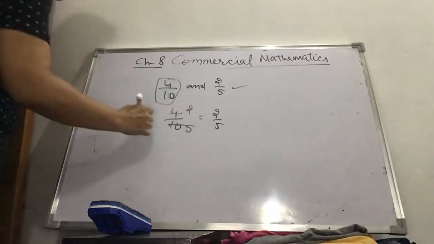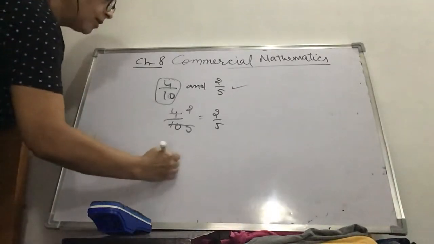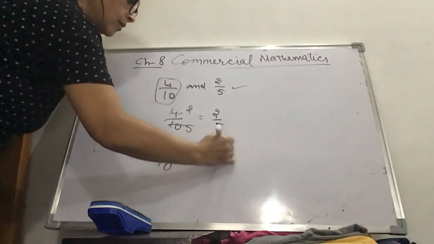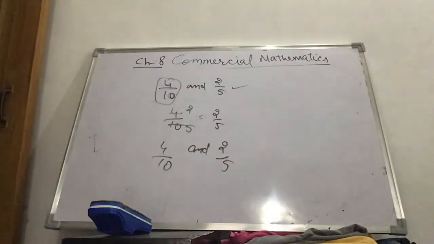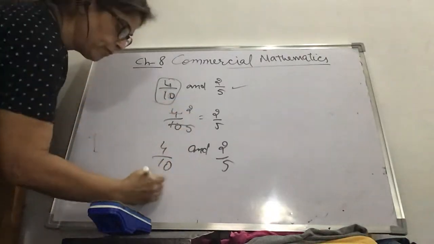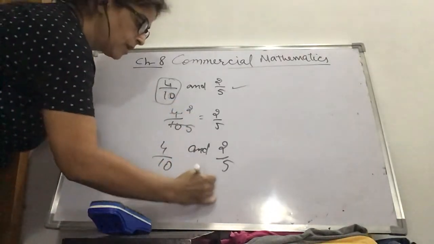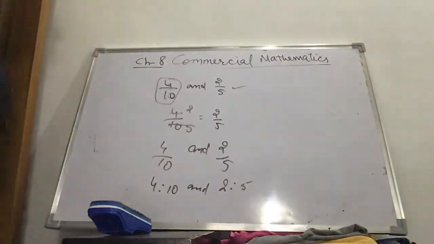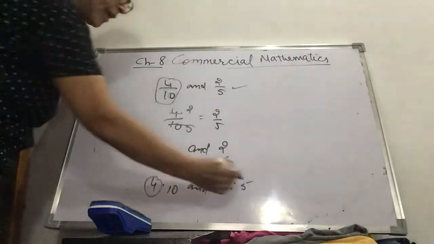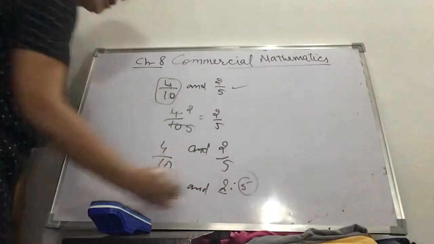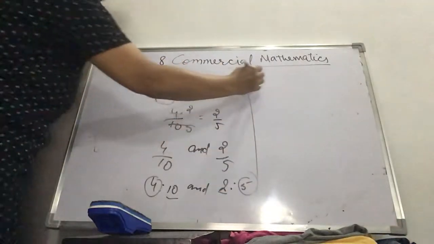The second method is that we can write it in the ratio form, 4 is to 10, 2 is to 5. We can use that method: product of extremes is equal to product of means. Extremes are 4 and 5 and means are 10 and 2. So we can use that method.